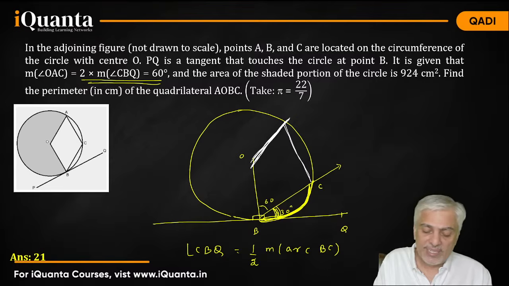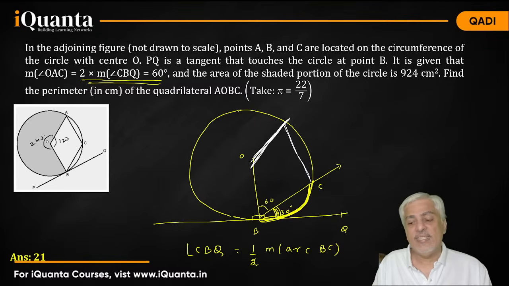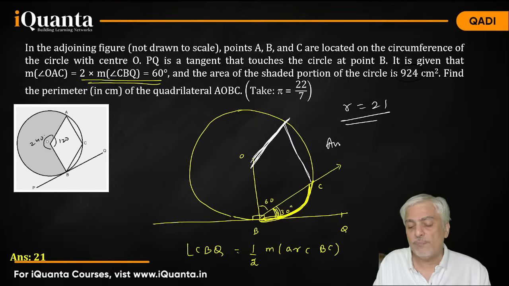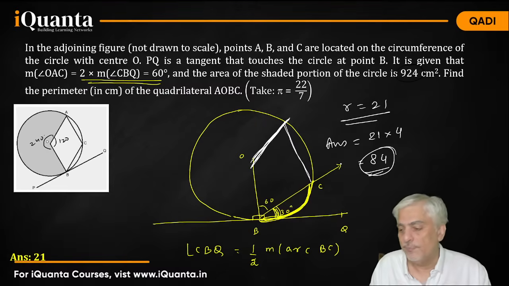Based on this, we get this angle as 120 degrees. We get this angle as 120, so this angle becomes 240. Use that to find the radius, area of the sector, 924 was given. Use that to find the answer for radius. Radius comes out to be 21. And once we get radius as 21, the perimeter will be 21 into 4, because we had understood it's a rhombus. So answer is 84. Clear everybody? Going ahead.